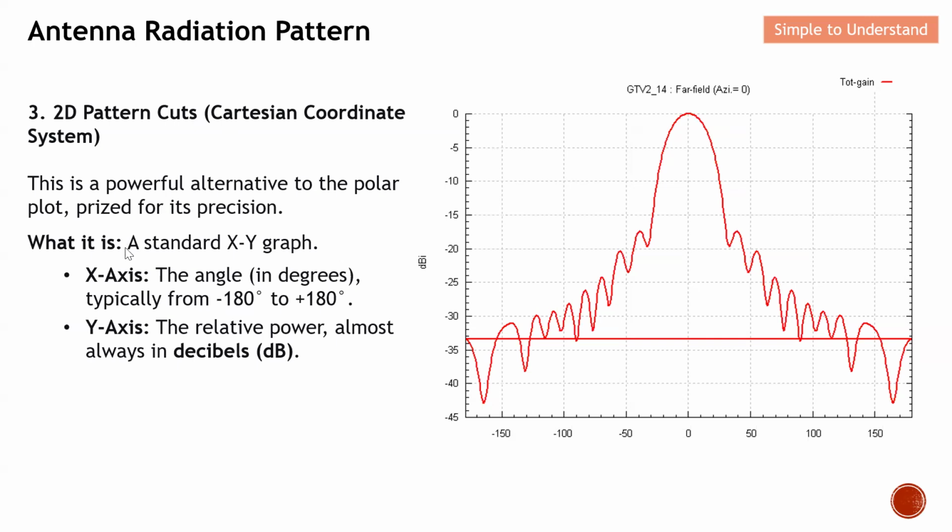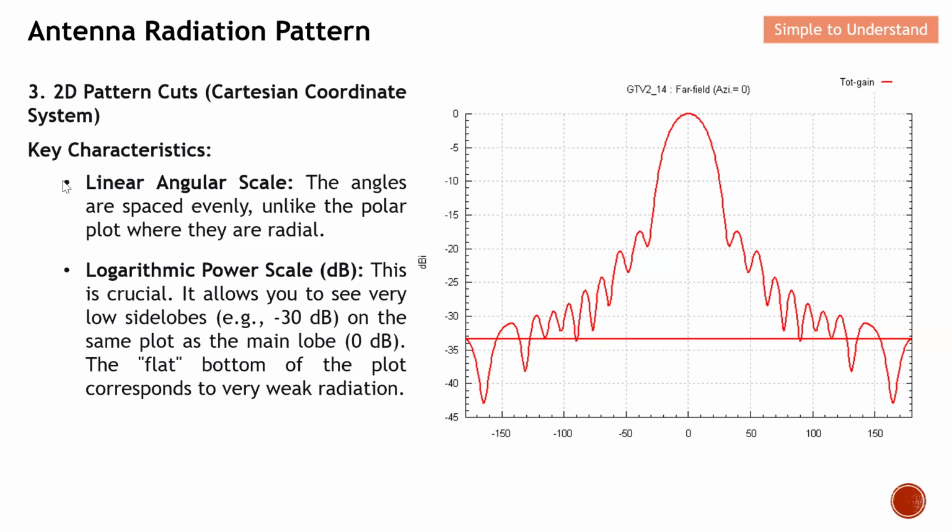Basically, it's a standard XY graph. You probably know the X and the Y graph. The X-axis typically is the angle, from minus 180 degrees to 180 degrees. As for the Y-axis, most of the time it can be the power, it can be the gain, etc. Typically, most of the time, they are always in dB. So this is how we can quantify the radiation pattern of the antenna.